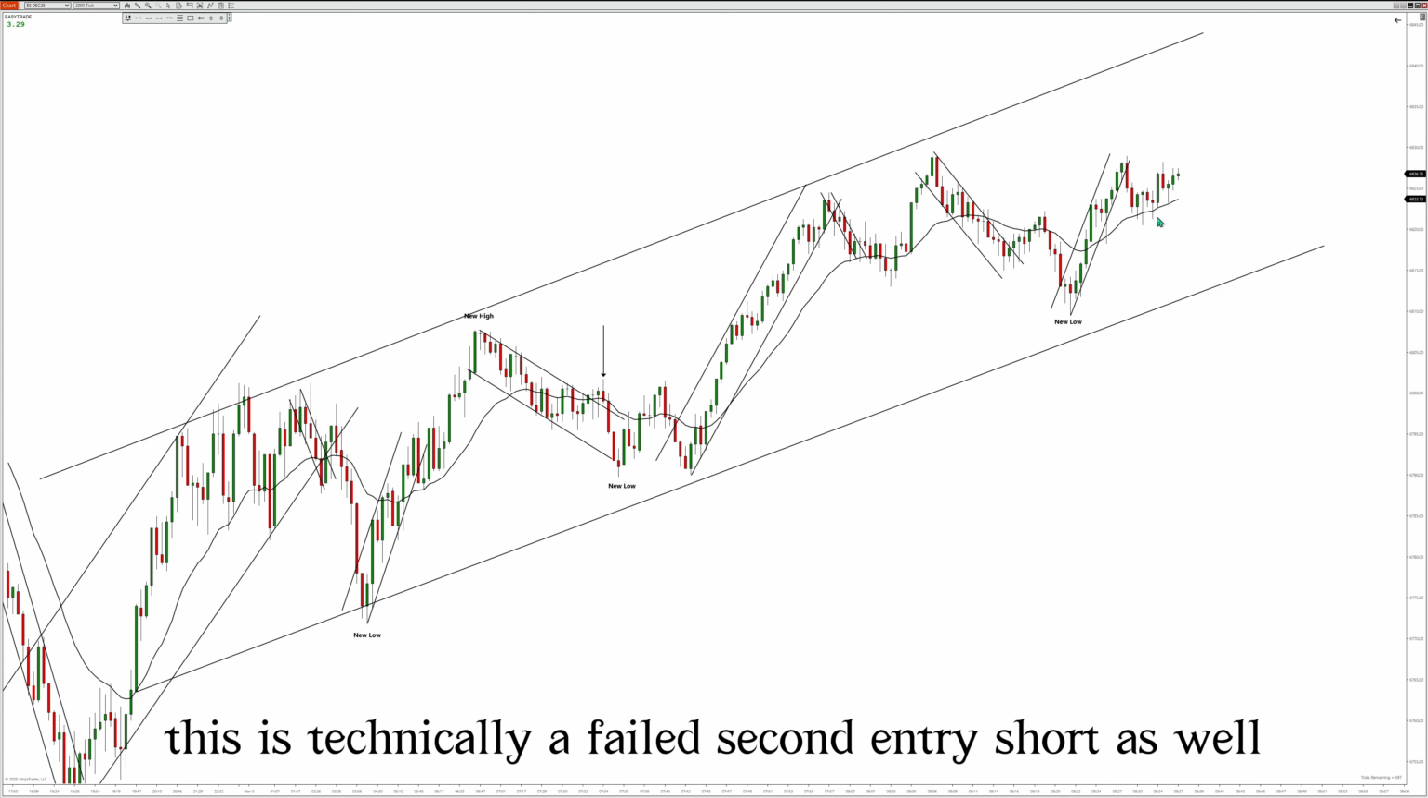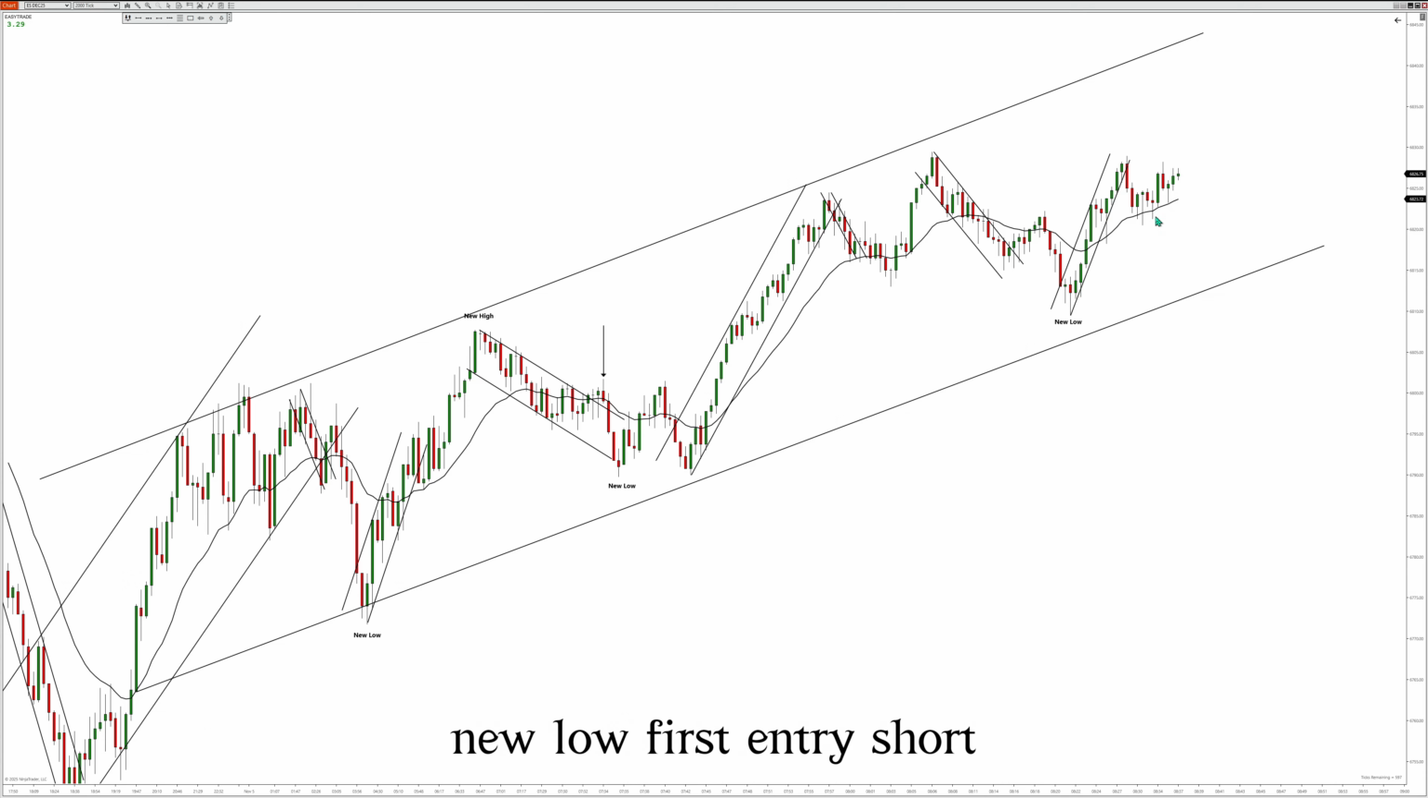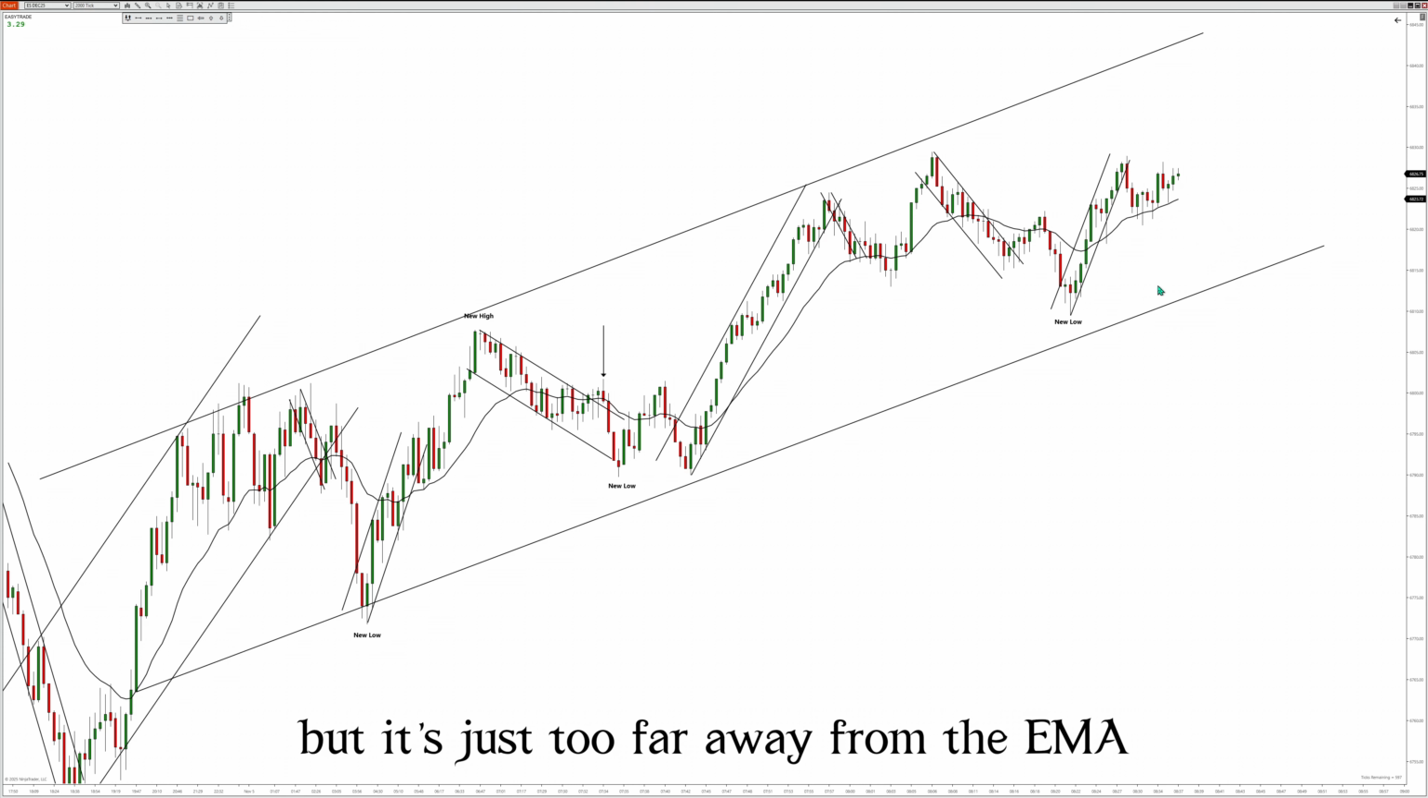This is technically a failed second entry short as well. New low, first entry short, pullback, second entry short, failure. But it's just too far away from the EMA.